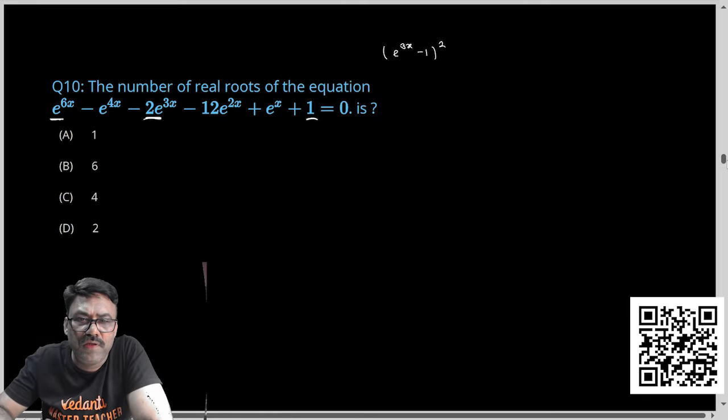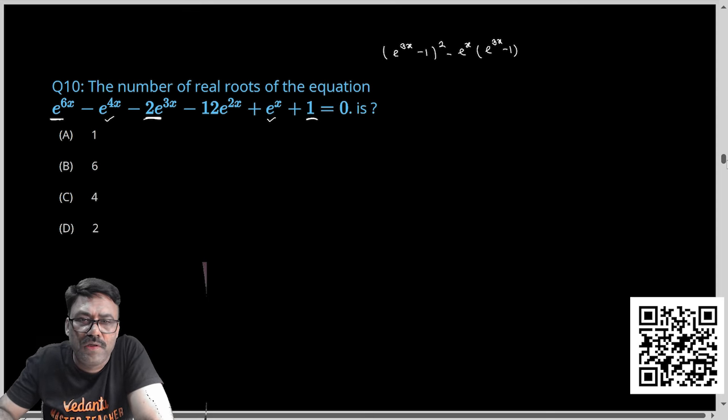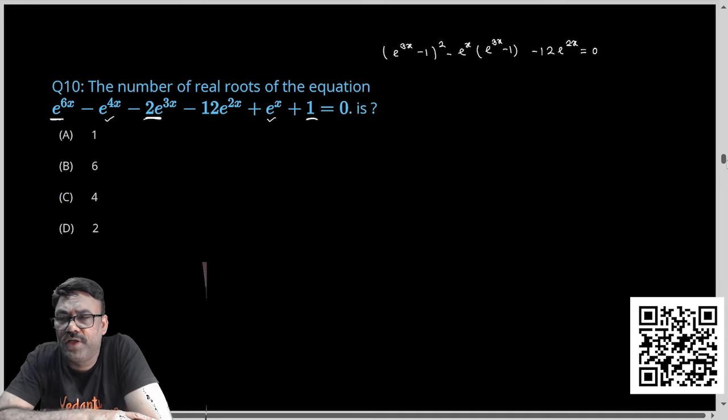Next, if I look at the other terms, e raised to 4x and e raised to x, these two terms, I can take e raised to x common, minus e raised to x in fact. So it will become e raised to 3x minus 1. And then I have 12 e raised to 2x also. So I can write it like this.